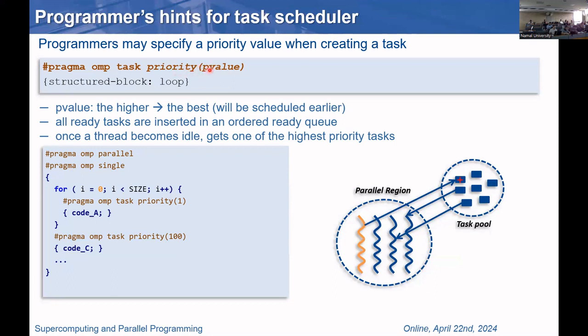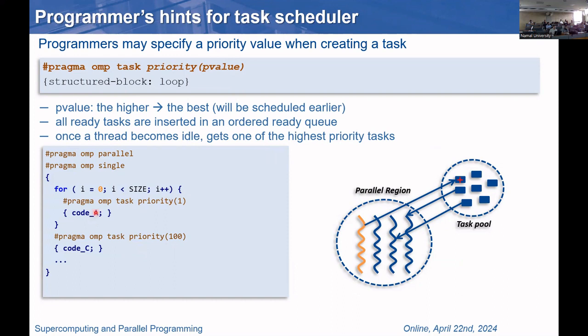So we provide here a value, and the higher the value, the higher the priority, so it will be tried to be scheduled earlier. Actually, the tasks are then marked with this additional priority. Tasks are inserted in an ordered ready queue in this case. So the ready queue or the task pool keeps the ordering. And once a thread becomes idle, it gets one of the highest priority tasks. By default, all priorities are 0, I think. So here you can say priority 1 or priority 100.